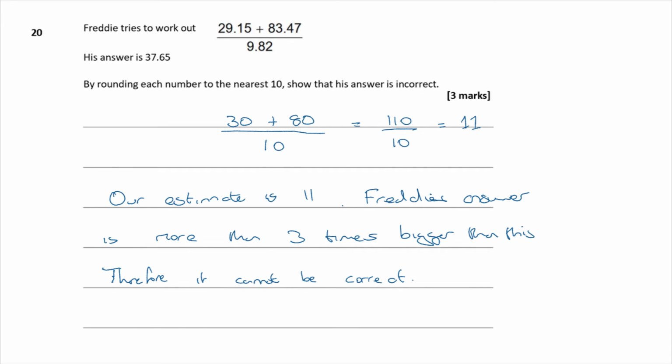Estimates don't give you spot on what the value is, but they tell you the overall magnitude of the number, how big the number is. So you know it's going to be around 11. It might be 9, it might be 13, but it isn't going to be 30. So yes, he's not correct.